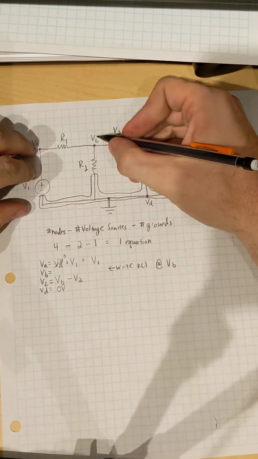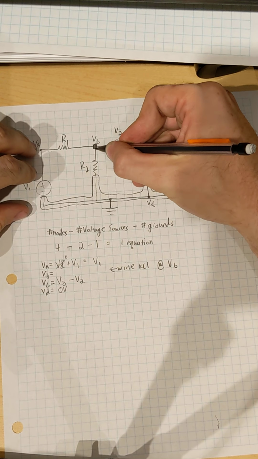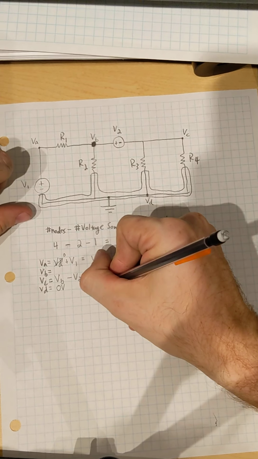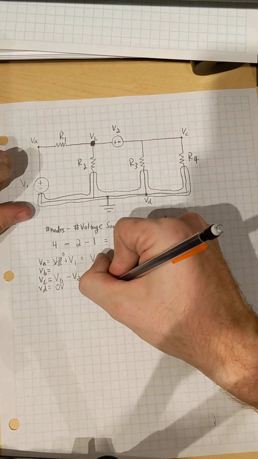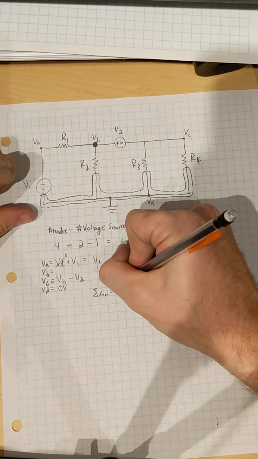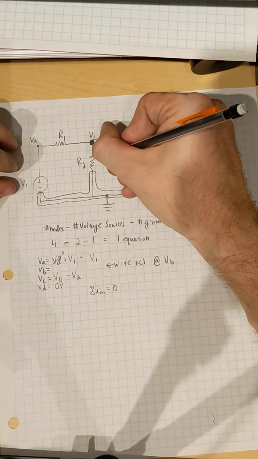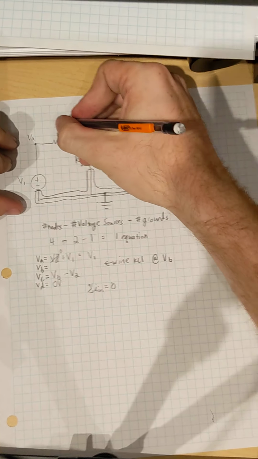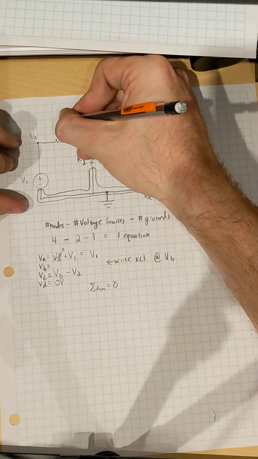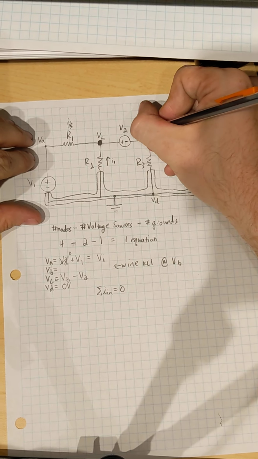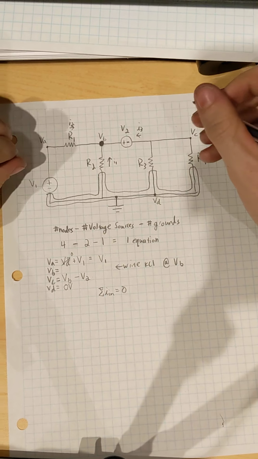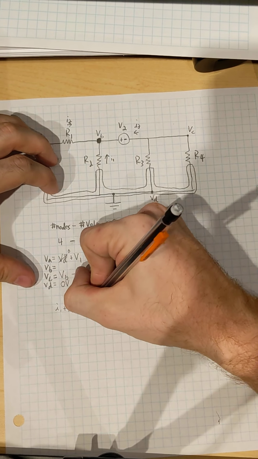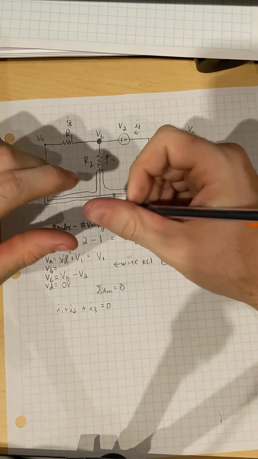So this is the node that we're going to write it at, right here. And the law that I like to use is that the sum of the currents into a node is equal to 0. And the way that I write that is like this. I'll call that I1, I guess. I'll call this I2. And I'll call this I3. So I1 plus I2 plus I3 should be equal to 0.